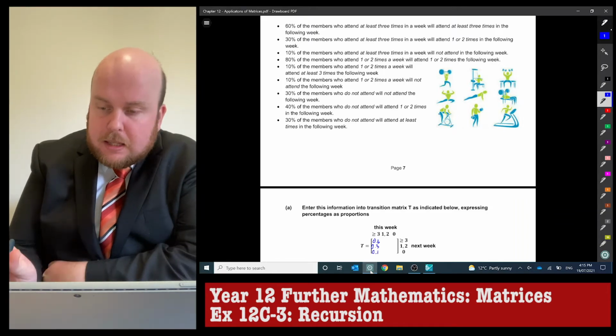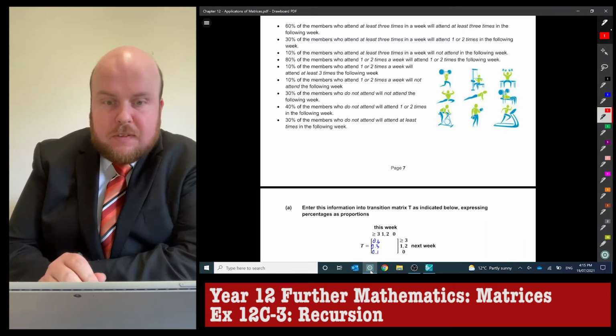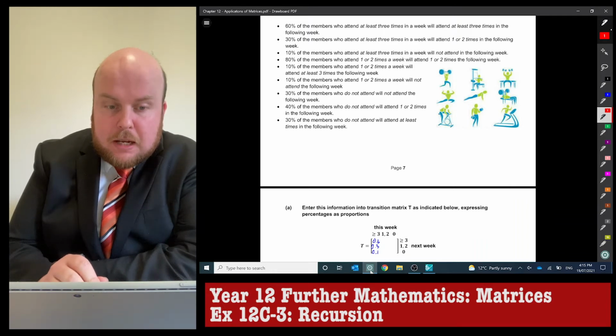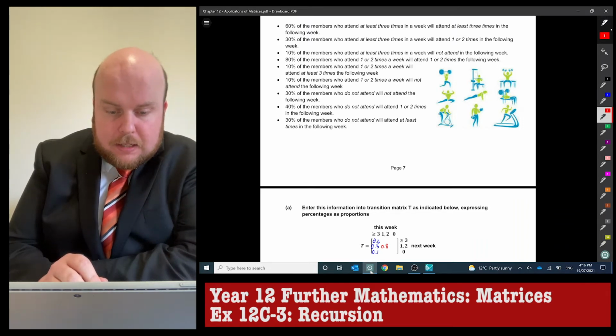The next one, the 1 or 2 times, I'm just going to do different colors to separate. 80% of the members who will attend 1 or 2 times will attend 1 or 2 times the next week, so 0.8. 10% of the members who will attend 1 or 2 times a week will attend at least 3 times the next week.